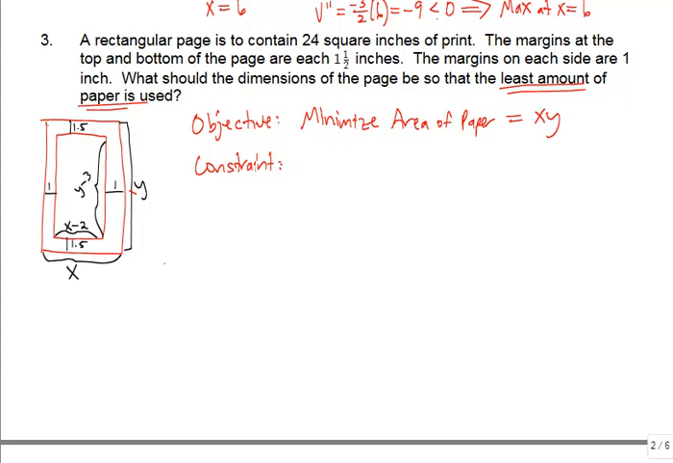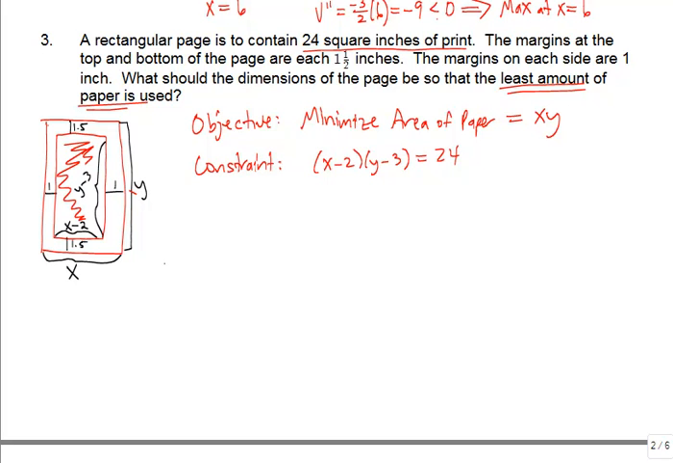The constraint is that we have 24 square inches of print. The print is going on the inside here. So that's going to be the area of this inner rectangle, which has as its dimensions x minus 2 and y minus 3. So the area of this inner rectangle will be x minus 2 times y minus 3, that's length times width, and that area is forced to be 24. So we have our objective, we have our constraint, we're ready to start solving.